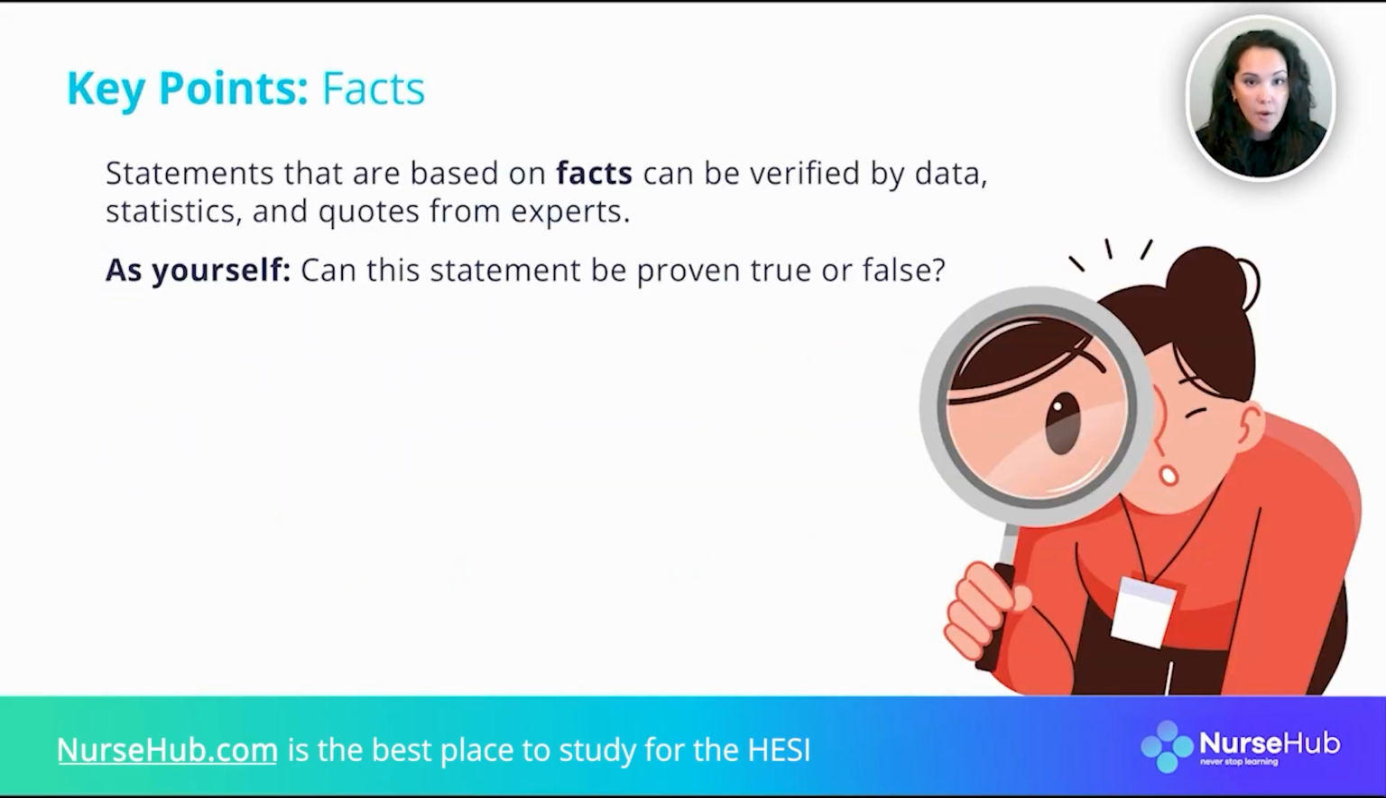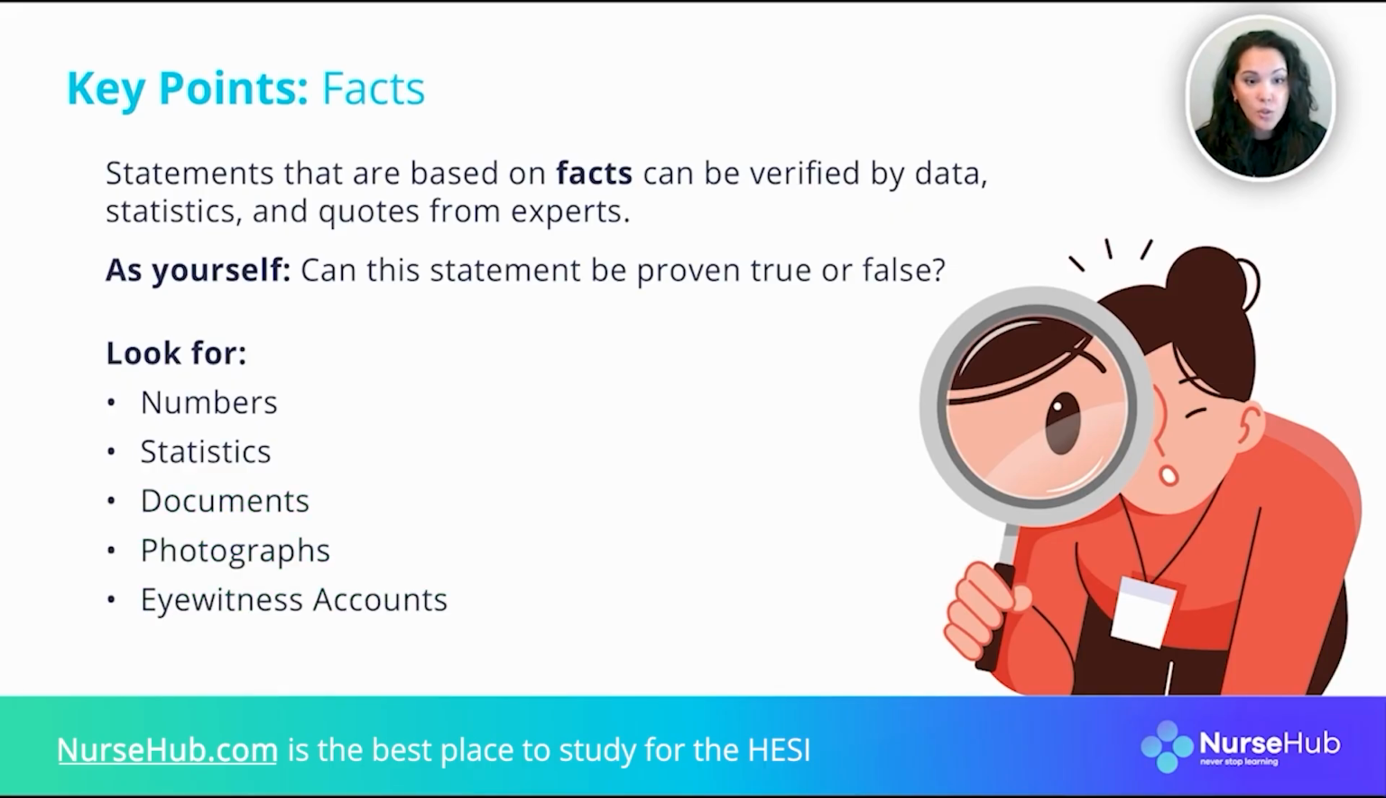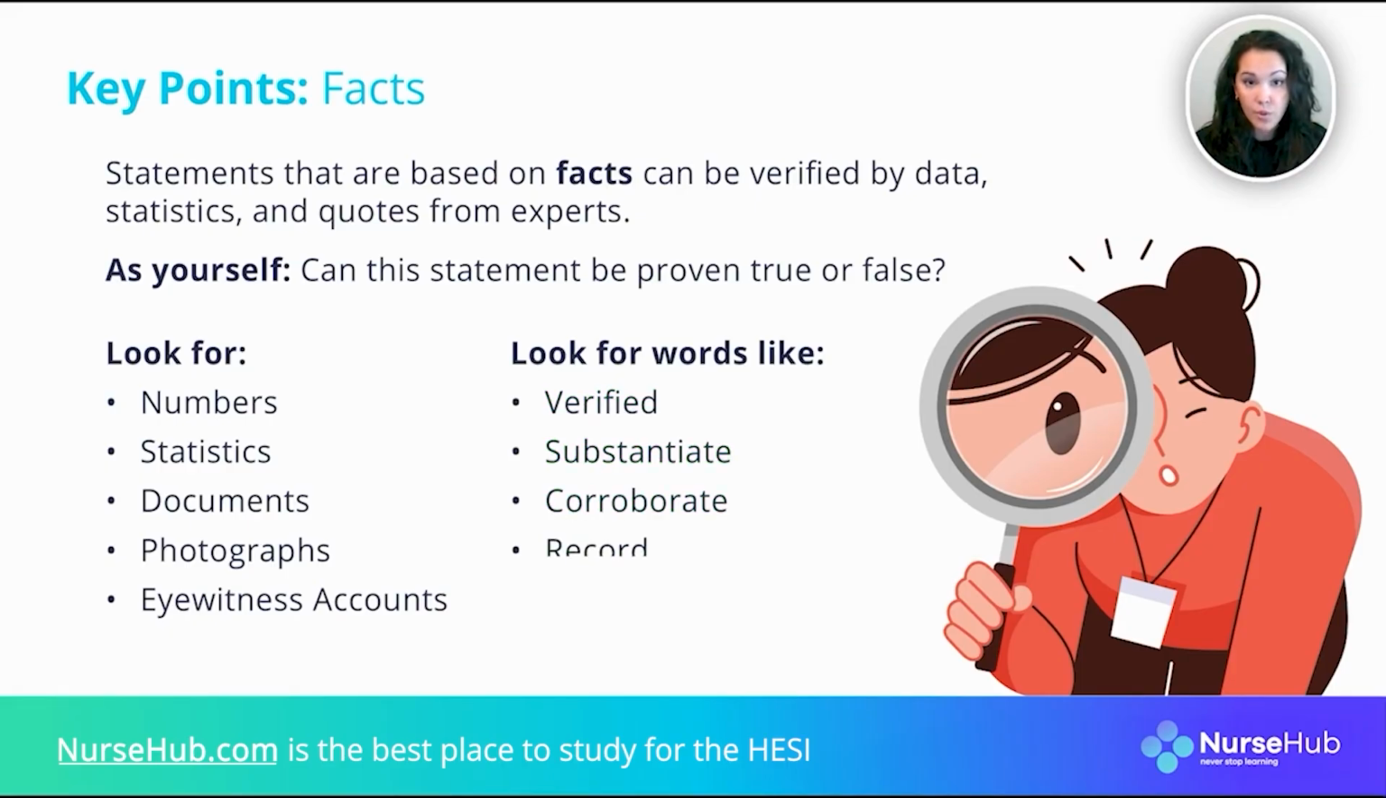Okay, so here are some key points about facts for you. Statements that are based on facts can be verified by data, statistics, and maybe even quotes from experts in the field. So what you're going to do is ask yourself, can this statement be proven to be true? If it's asking if this statement is a fact. So here are some things to look for when you're looking for facts. You can look for numbers or statistics, documents, photographs, or eyewitness accounts. You can look for words like verified or substantiate, corroborate, record, or prove. All of these things align with facts.